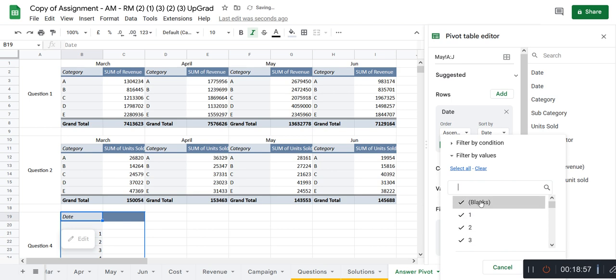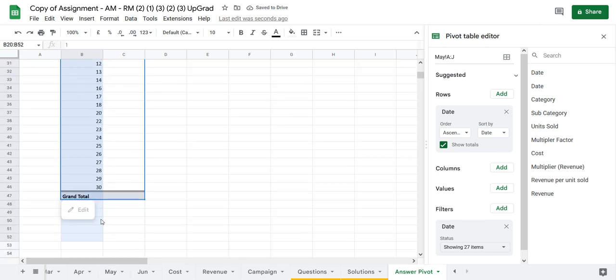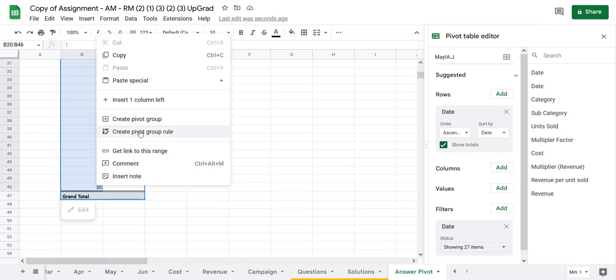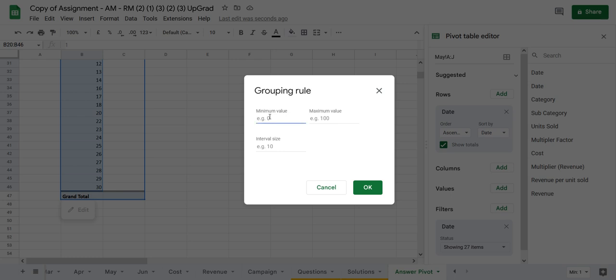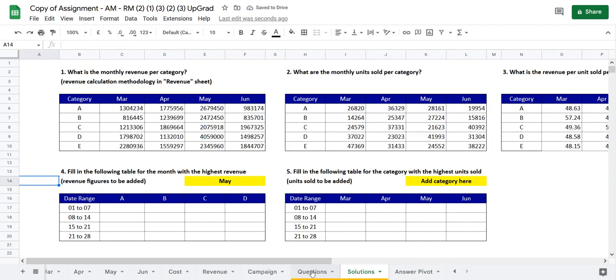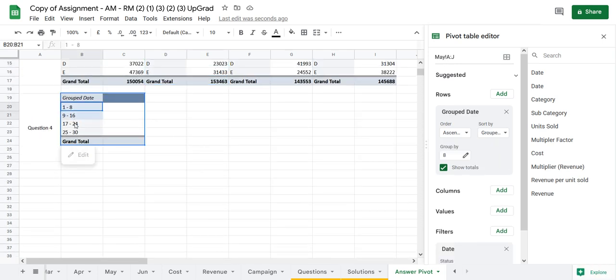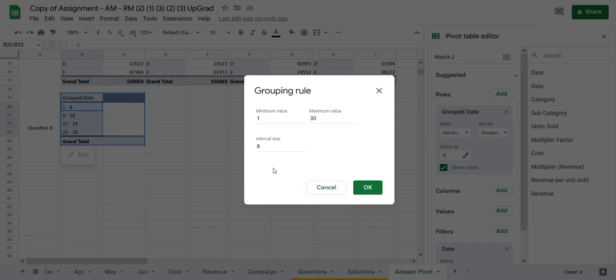I'll add one filter and I'll remove blank. Okay, now what we will do, we will just group these particular dates. So the minimum value is 1, the maximum is 30, and we want it in increments of 7, right? So if you go to question, 1 to 7, then 14. Okay, so basically the increment should be 7. I'll just edit the group rule. Interval size will be 7.